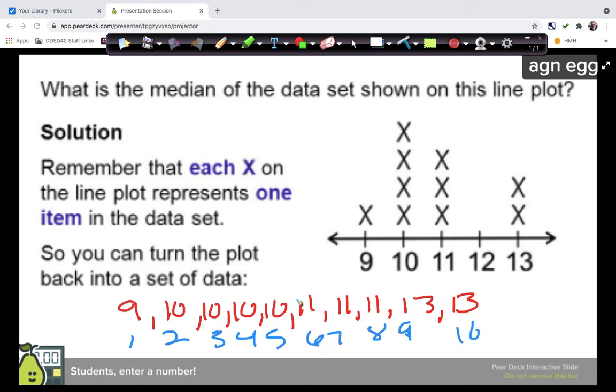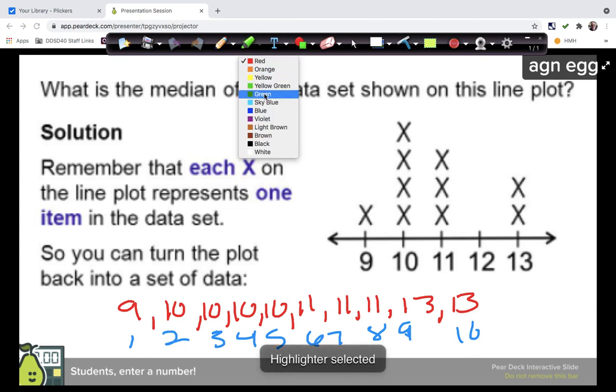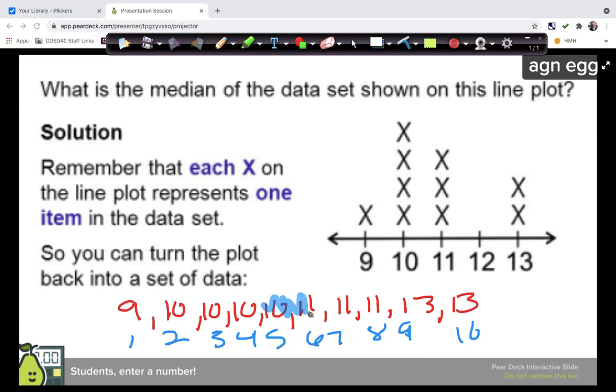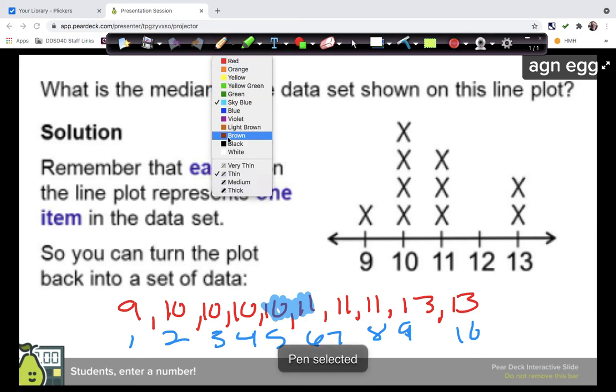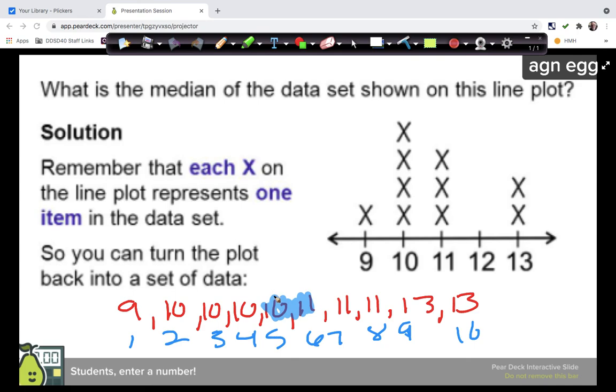There are 10 numbers, so that means I have to go to the middle 2 numbers. So I have to find the middle between these 2 right here, the 5th and 6th numbers. The halfway point between the 5th and 6th number is 10.5.